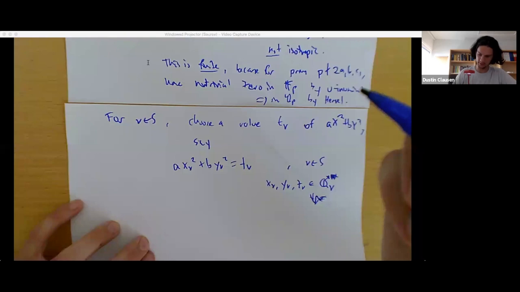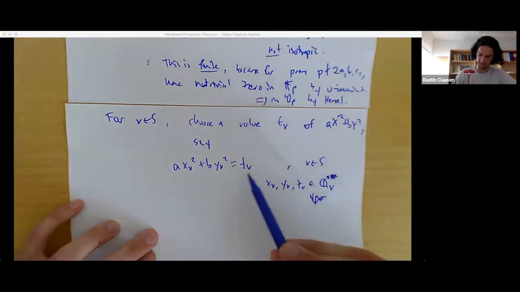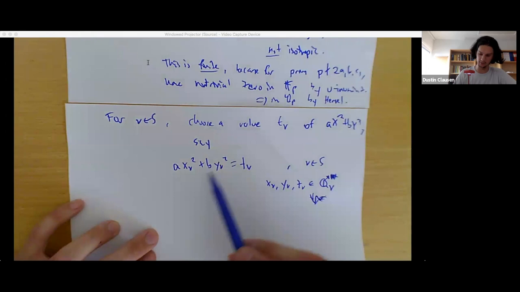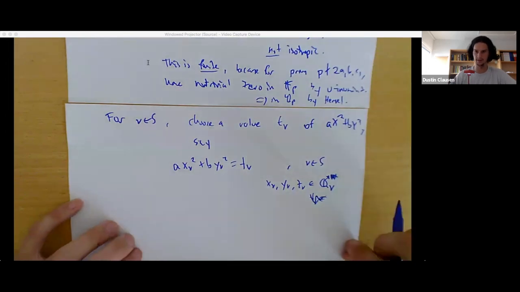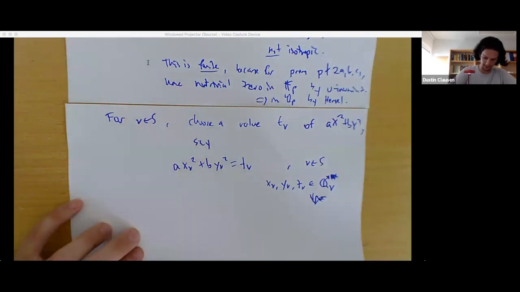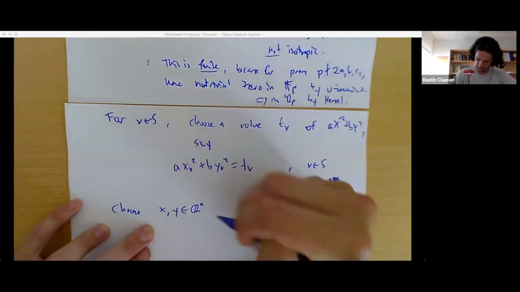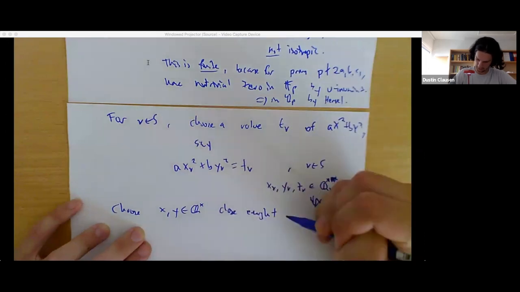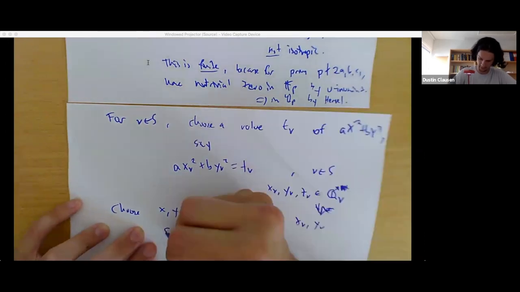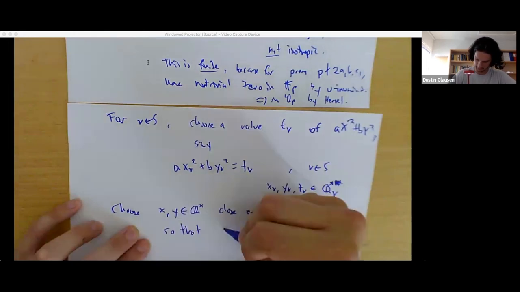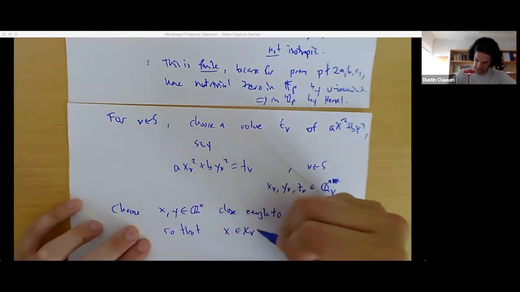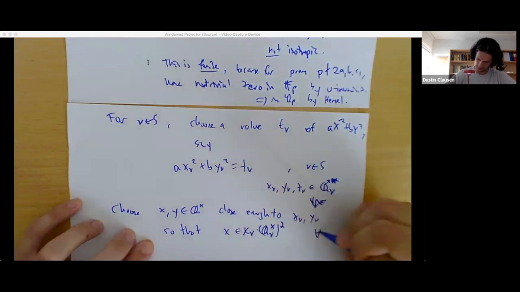So now what we're going to do is apply weak approximation not to t nu directly, but to the x nu's and the y nu's, which is actually stronger. Because if we're close to x nu and y nu, then we're also close to t nu just because of this algebraic expression and continuity of the algebraic operations. So we'll choose x, y in Q cross close enough to x nu, y nu, so that x is equal to x nu up to squares for all nu, and same with y.